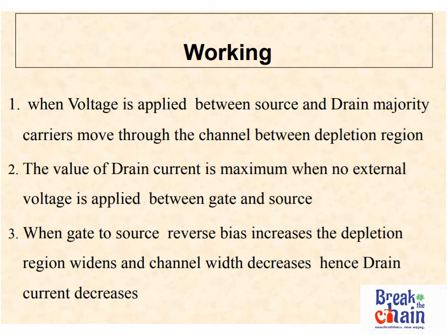When voltage is applied between the source and drain, majority carriers move through the channel between the depletion region. The value of drain current is maximum when no external voltage is applied between the gate and source. When gate to source reverse bias increases, the depletion region widens and channel width decreases. Hence, drain current decreases.